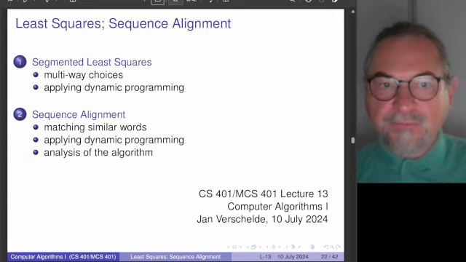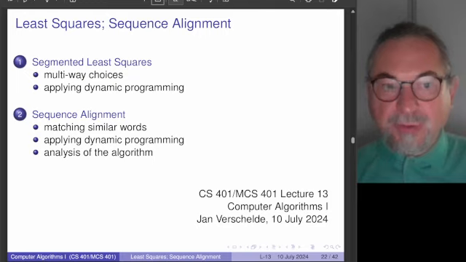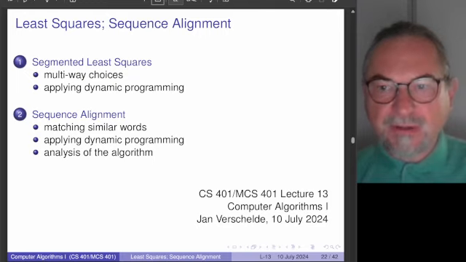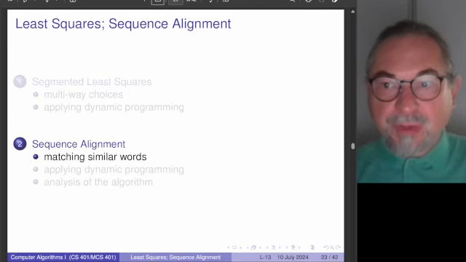In the first half of this lecture, we looked at segmented least squares. That was in the previous pre-recording. Now I'm going to continue with another application that is concerned with the matching of words that are similar. It's called sequence alignment. Okay, so what is the problem?